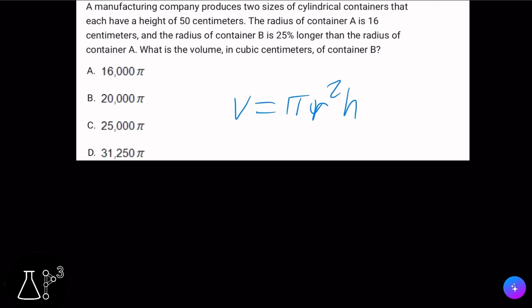So that's pretty convenient. So let's use the information given to look at what we need to look for. So what are we looking for? We are looking for the volume in cubic centimeters of container B.